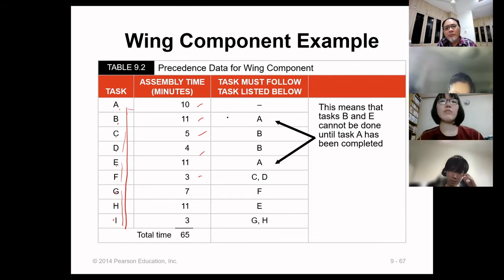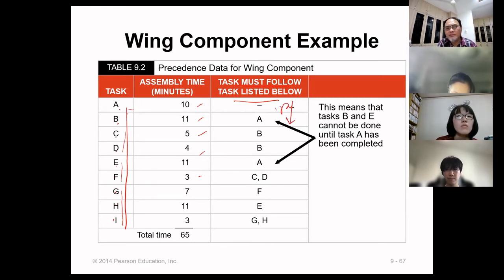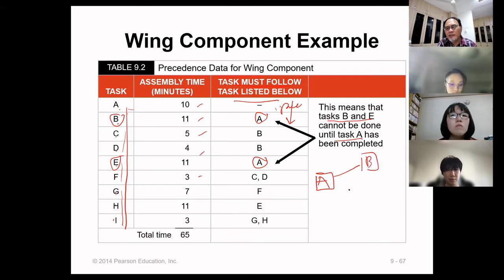And what task must follow? So this is the precedence. Precedence means, as I said just now, B cannot be done unless you have completed A. E cannot be done until you have completed A. So B and E cannot be done until A is completed. So it's like this: you have A, then only you can have B, and then only can have E. Precedence.